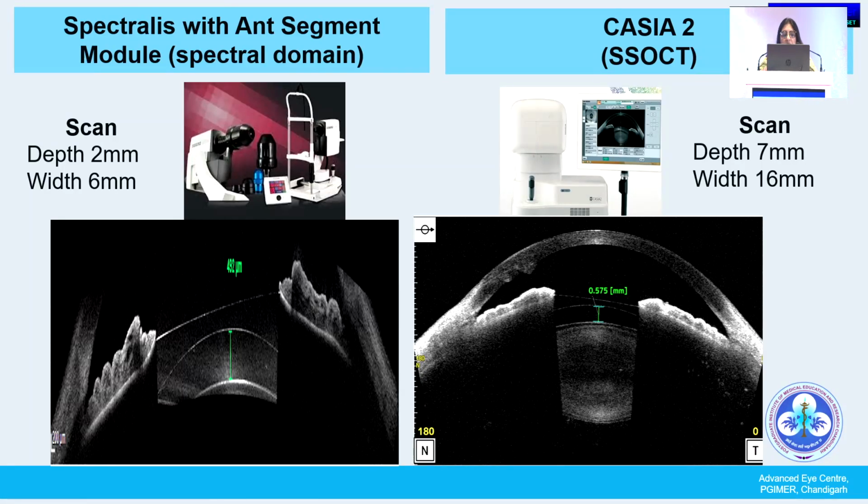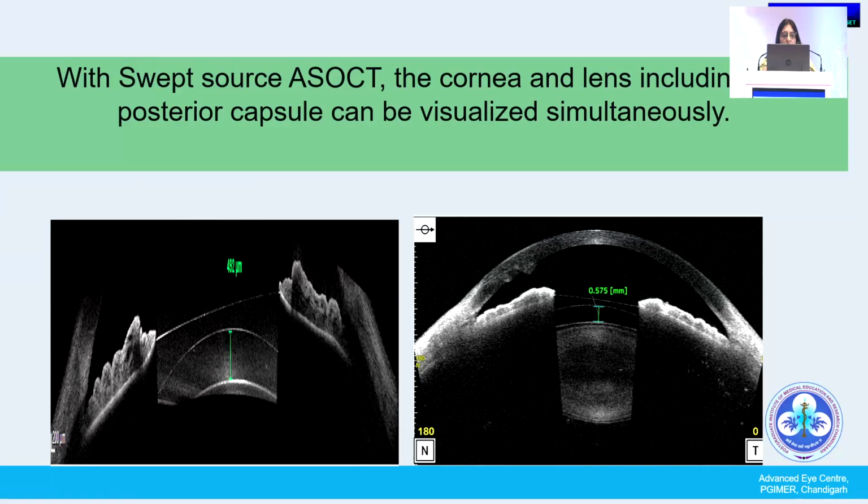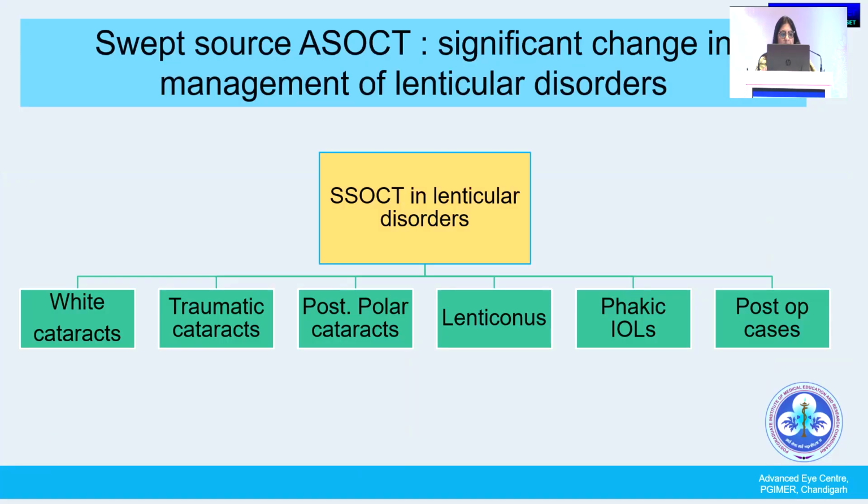So with the spectral domain, if we want to see, for example, in this picture, an ICL, we cannot see the cornea. Whereas with the swept source, we can see from the apex of the cornea to the lens. So with the swept source ASOCT, the cornea and the lens, including the posterior capsule, can be visualized simultaneously.